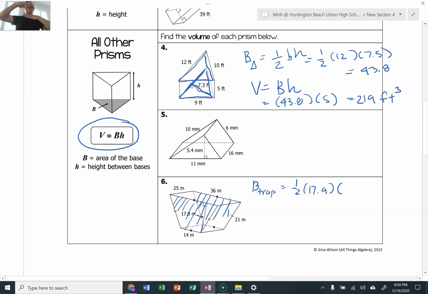And base 1 and base 2 are the two sides that are parallel, which happens to be 36 plus 14. Right? If you put that into your calculator, that's going to net you 447.5. Now, last part is we need to find out, okay, what's the distance between the front and back base, right? What are the two sides that are parallel? What's the distance between the two parallel sides?